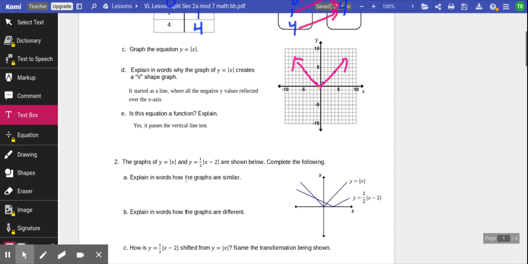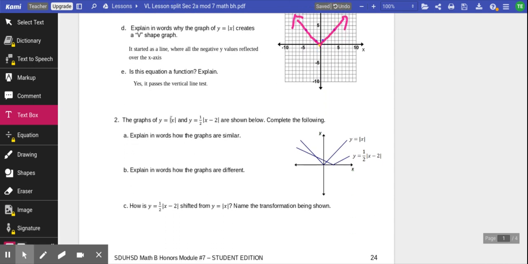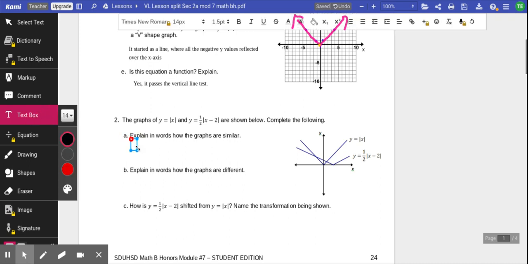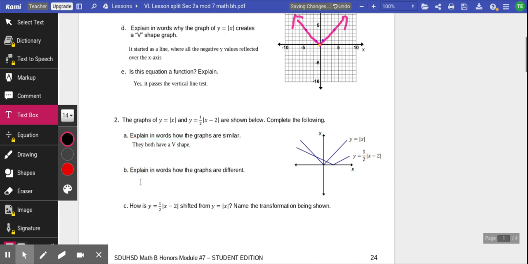All right, number 2. The graphs y equals the absolute value of x and y equals one half the absolute value of x minus 2 are shown below. Complete the following. Explain in words how the graphs are similar. Well, they're both absolute value graphs, so they both have a V shape. Okay, explain how they're different.